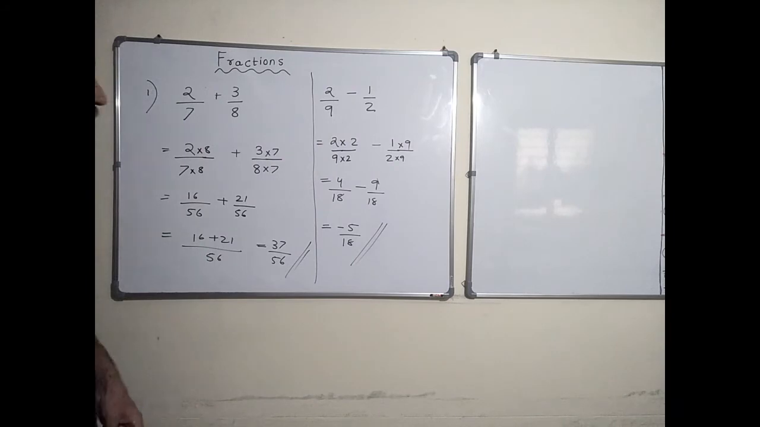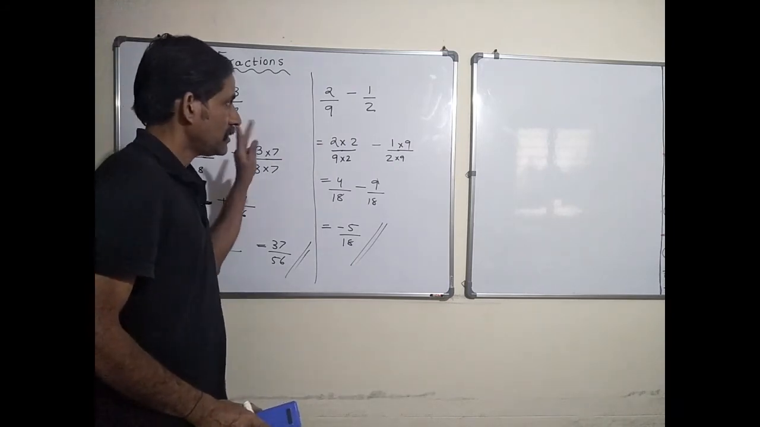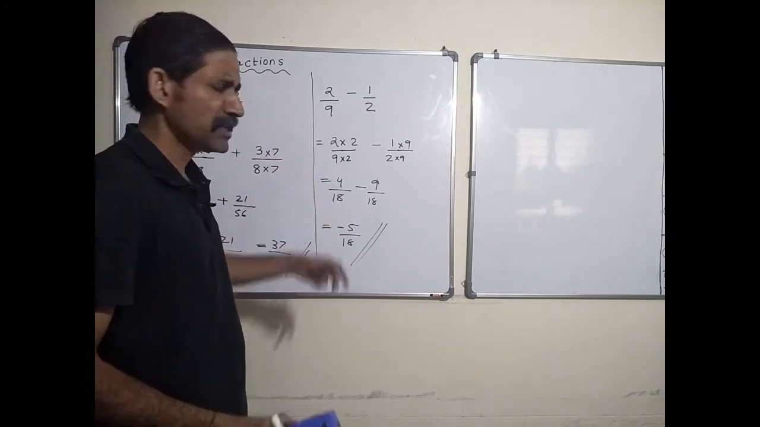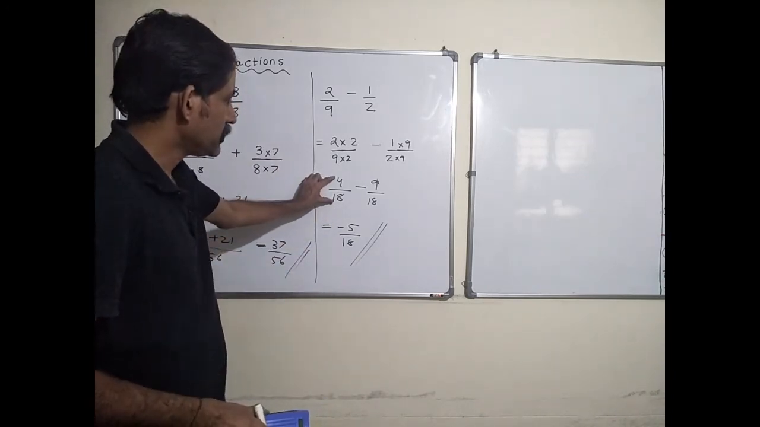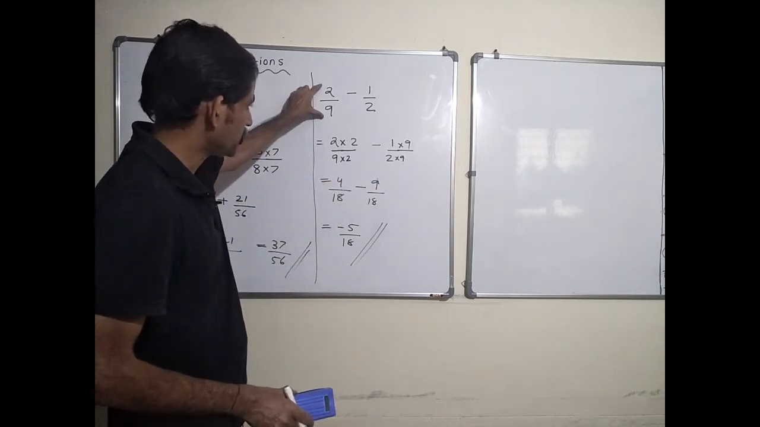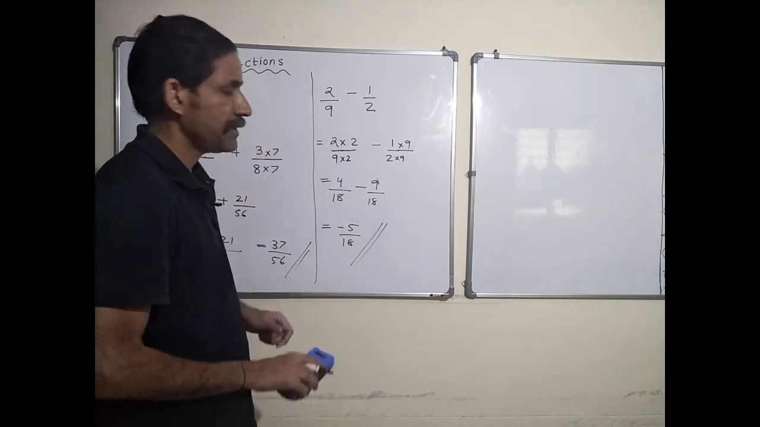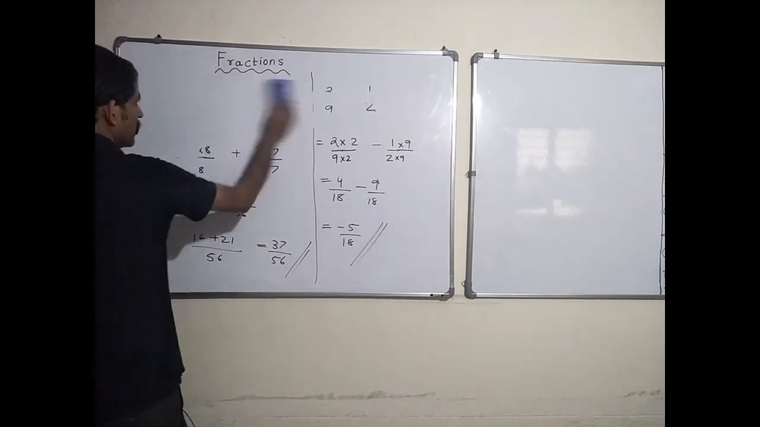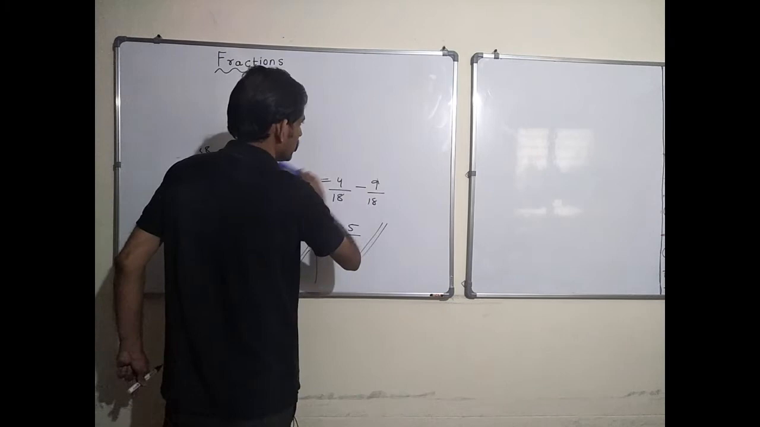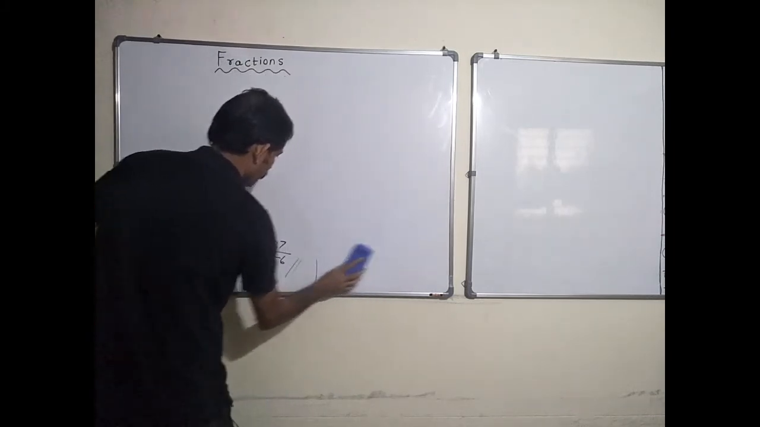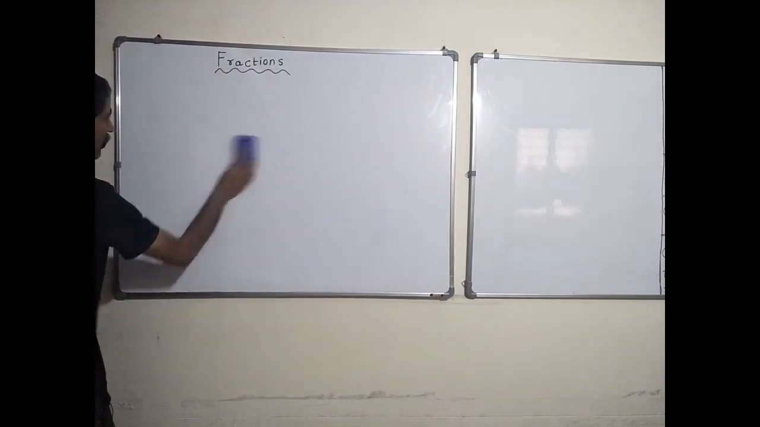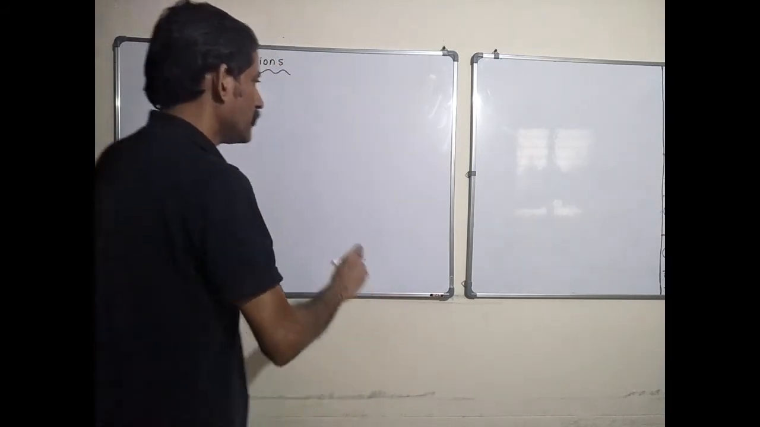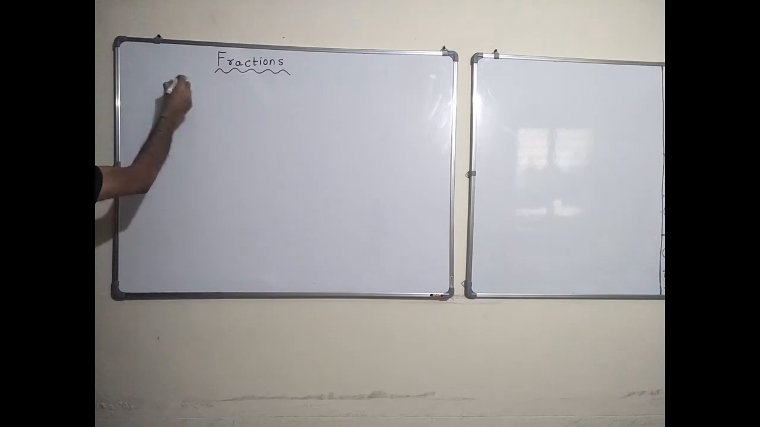So in both addition and subtraction, always make the denominator the same. Keep each individual fraction equivalent to whatever is given, and then solve it. Okay, all right, that's good. Great. Now let's come to multiplication and division. Now what do we do in multiplication?